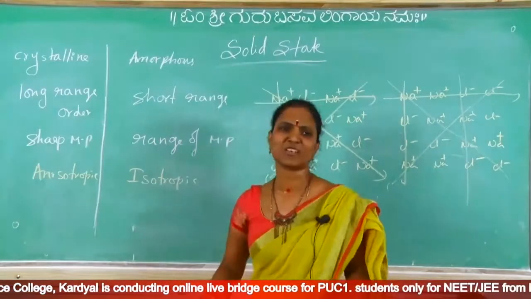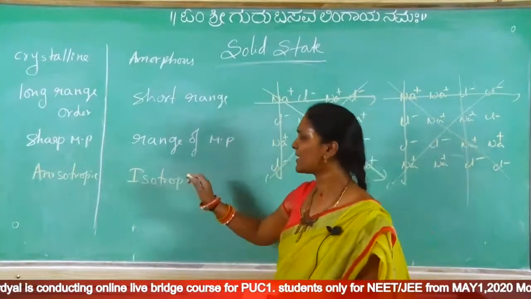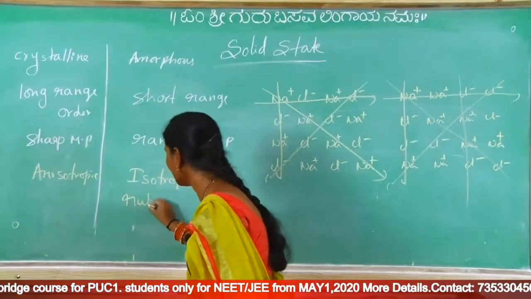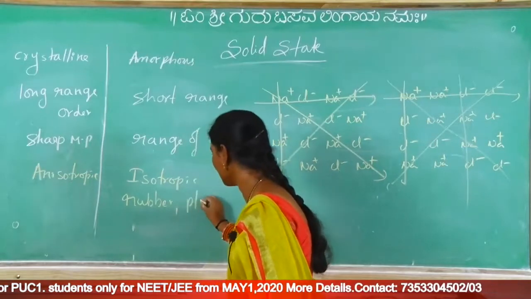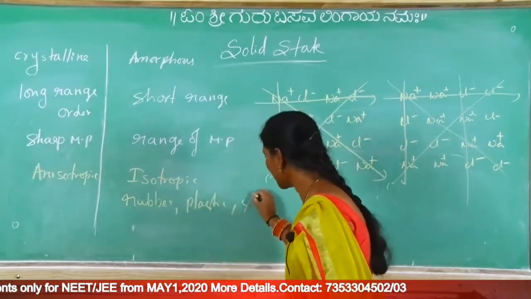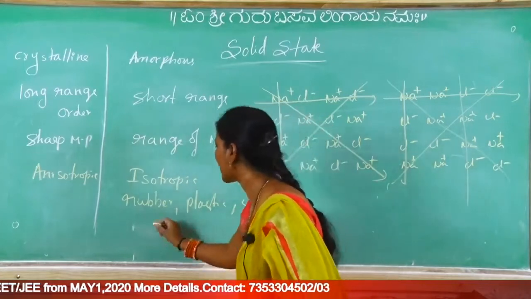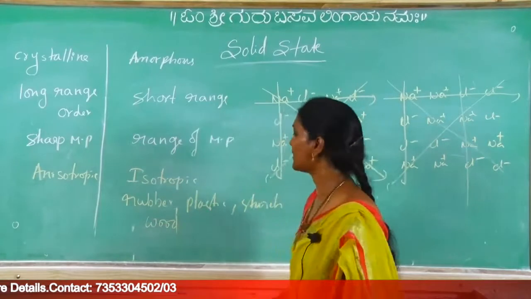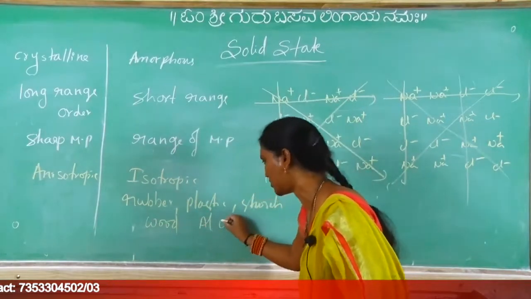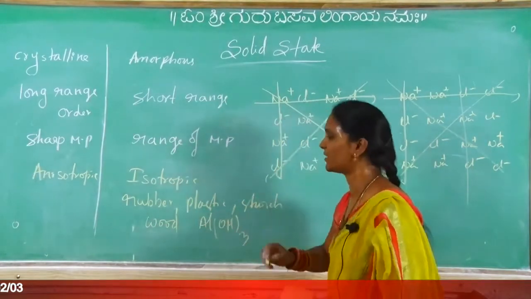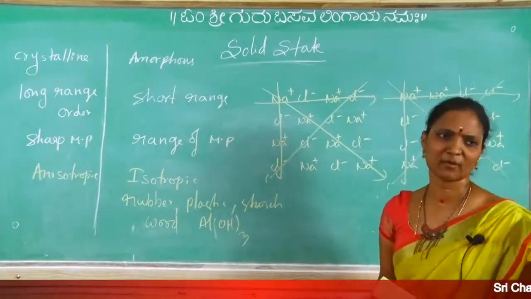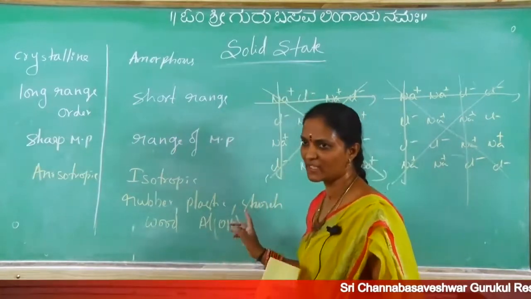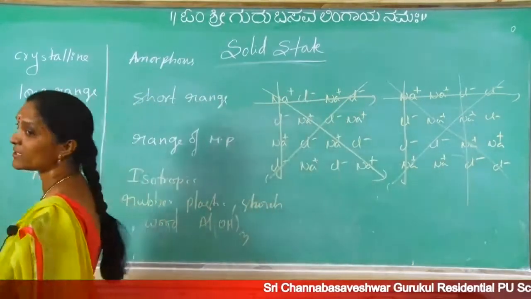Then examples: many crystalline examples are there, no need to practice. Examples for amorphous, now I am giving: rubber, plastic, starch, wood, and gelatinous aluminum hydroxide. These are common examples, repeated examples. Many examples, all the examples I mentioned there, you can collect. So these are repeated examples: rubber, plastic, wood, starch.